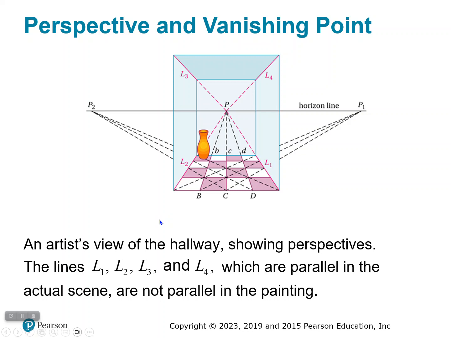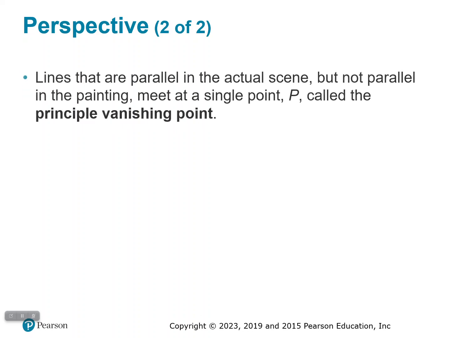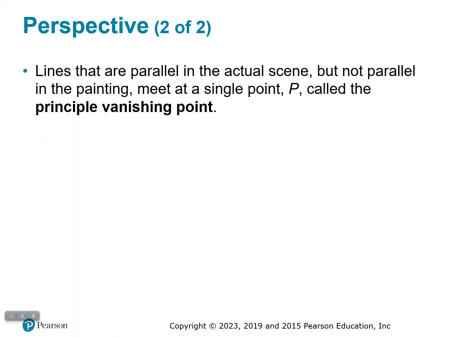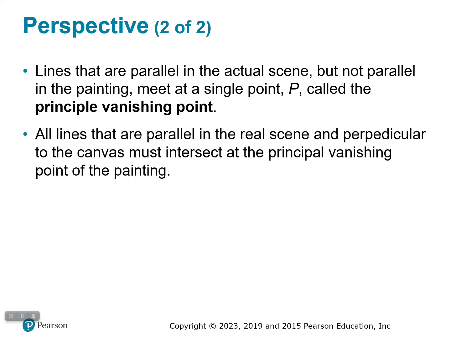An artist's view of the hallway showing perspectives, lines L1, L2, L3, and L4, which are parallel in the actual scene, are not parallel in the painting, as we mentioned. All right, lines that are parallel in the actual scene but not parallel in the painting meet at a single point P called the principal vanishing point. All lines that are parallel in the real scene and perpendicular to the canvas must intersect at the principal vanishing point of the painting. That's just how our eyes work.